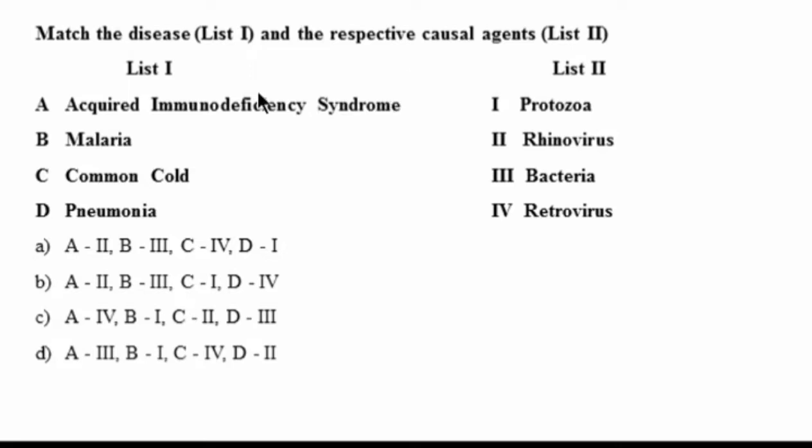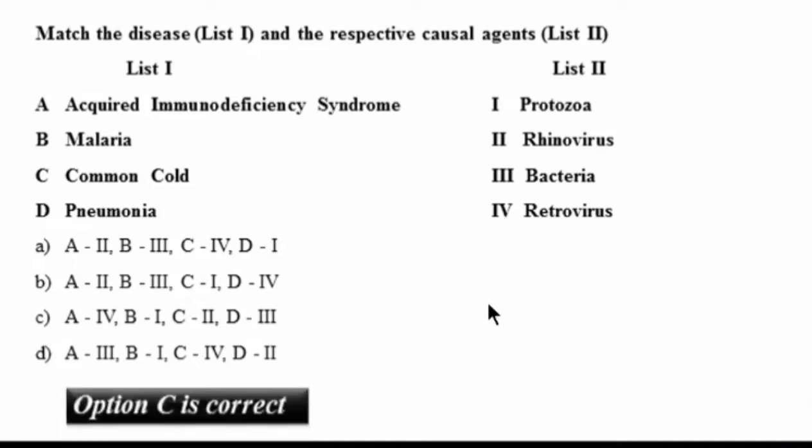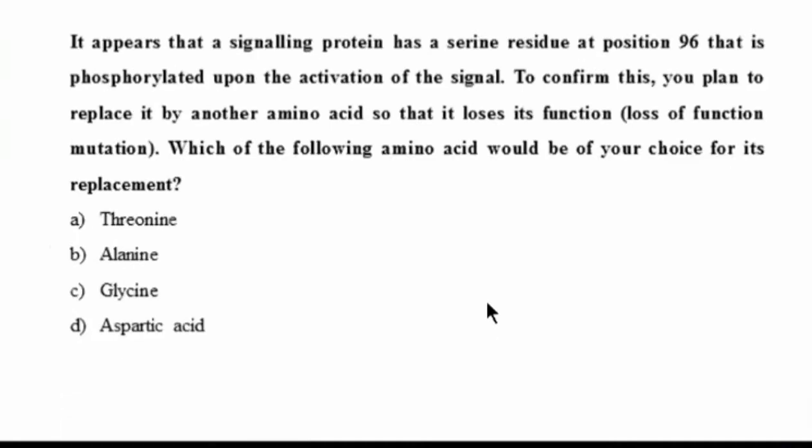So the correct matches would be A goes with 4, retrovirus, malaria goes with protozoa, common cold goes with rhinovirus, and pneumonia goes with a bacteria, Streptococcus pneumoniae. So our option number C would be the correct answer.